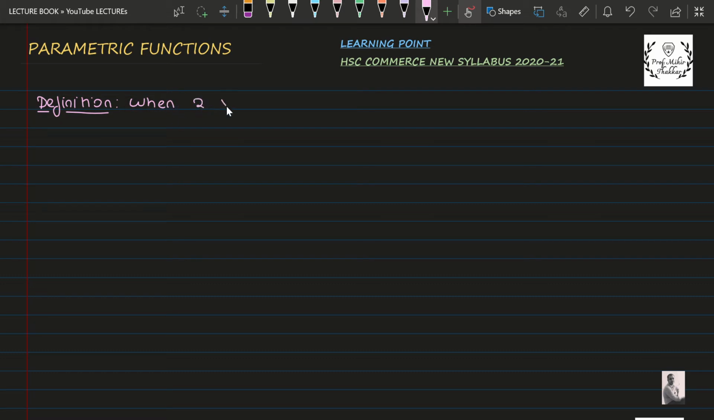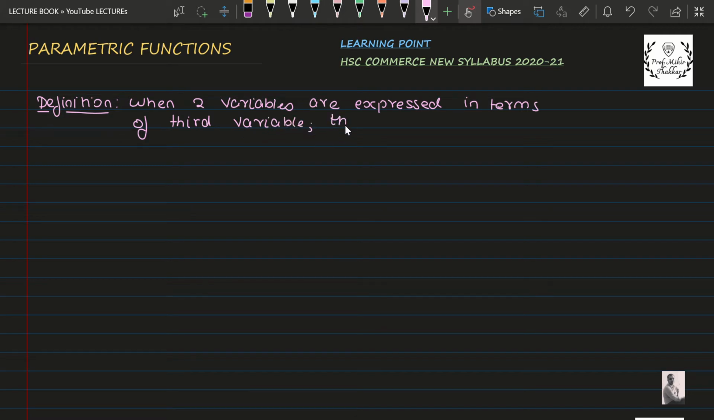When two variables are expressed in terms of a third variable, then we call it a parametric function. So students, let us understand this with the help of an example.